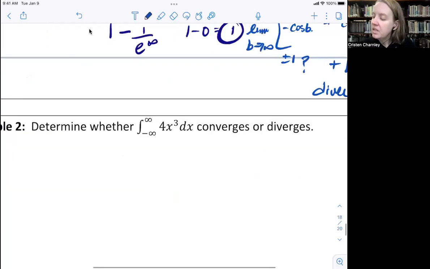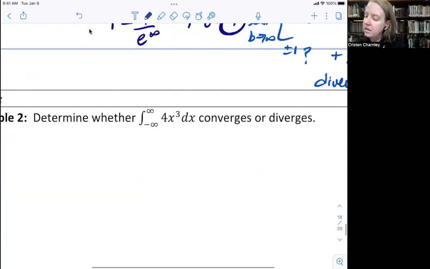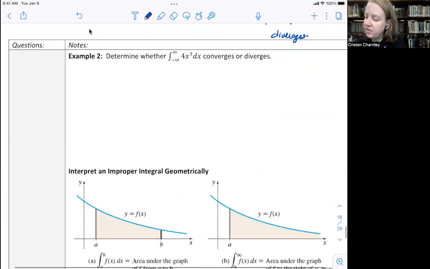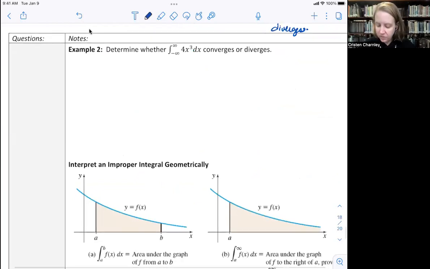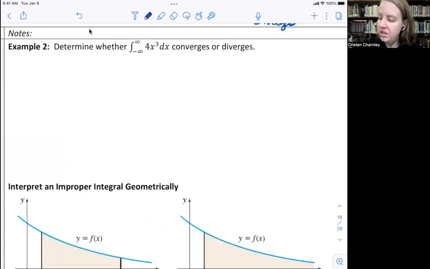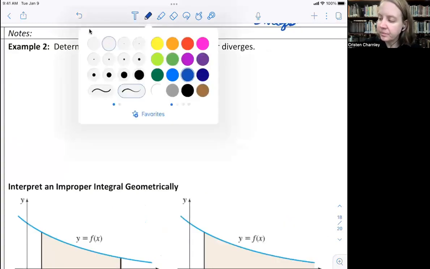Example 2, determine whether the integral from negative infinity to infinity of 4x cubed diverges or converges. So what we want to do with this is break it into two pieces. I know it feels like you can just find the antiderivative and throw in the infinities, but if we're using proper official math notation, we're going to break this apart.